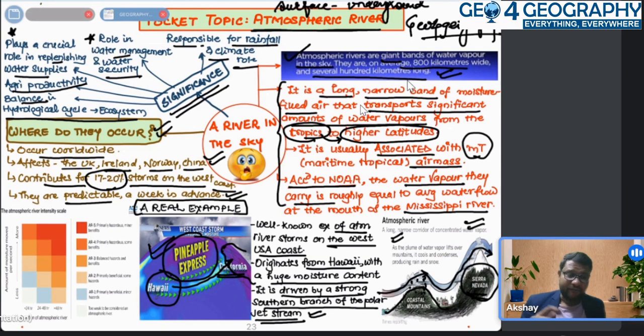Then, apart from this, where do they occur? In the UK, in Ireland, in Europe, in Asia as well, and South America and that region as well. Then the significance of atmospheric rivers is great on the count of water security, water balance, hydrological balance, disaster management, agriculture productivity, and various other aspects connected with this. So I hope you now have pretty much clarity on this.